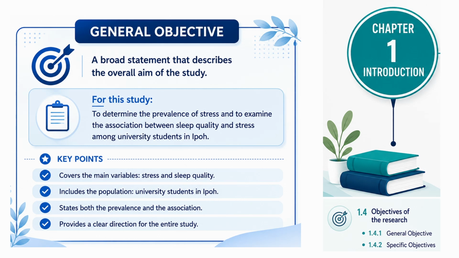So you have to mention stress, prevalence of poor sleep quality, then the association between poor sleep quality and stress. It includes the population. Here the population is university students in Ipoh. It states both the prevalence and association. So prevalence of stress and to examine the association provides a clear direction for the entire study.